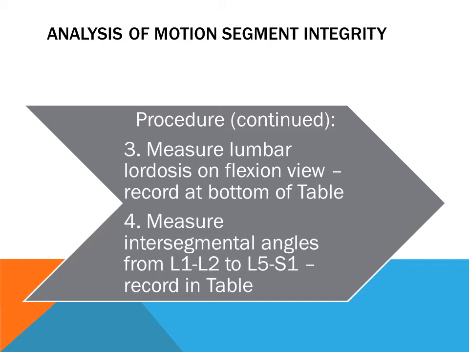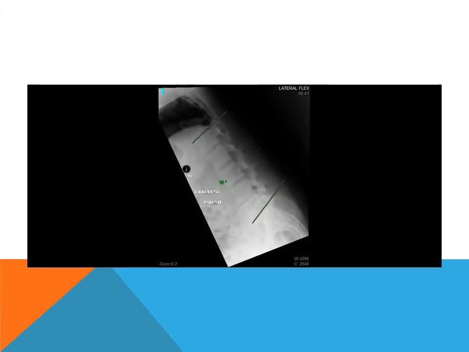Then we're going to measure the intersegmental angles, just as we did before on the neutral lateral view, and record those measurements in the table. So here is the flexion radiograph. It's an excellent radiograph. I can see all the structures, including trabeculae of the lumbar spine vertebrae, and measuring from the superior end plate of L1 to the superior end plate of S1, I see that the lumbar lordosis angle is minus 10 degrees.